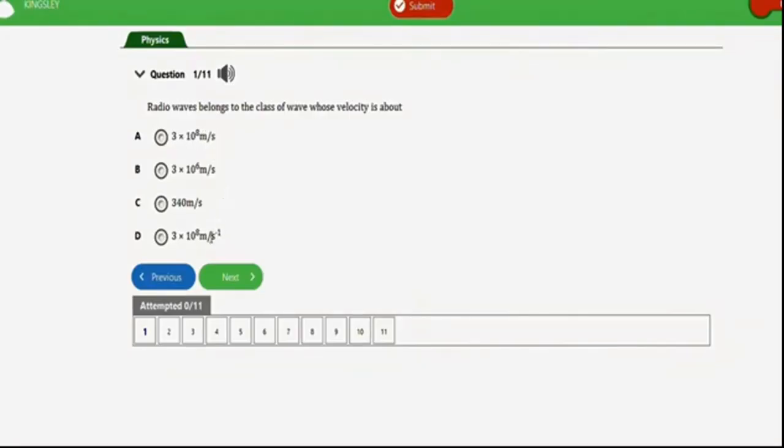Okay, in this meter per second here of option D, this second is having a negative power of 1, which is not supposed to be, so it's wrong. The right option is option A. So take note of this particular question. The next one will be this one.